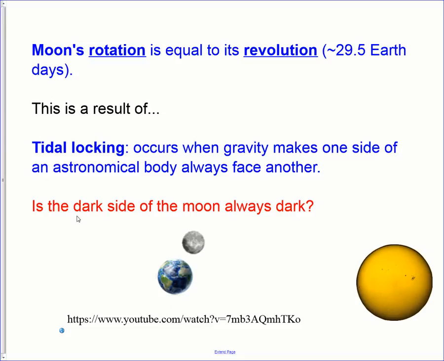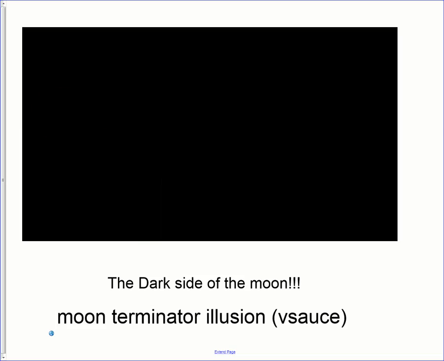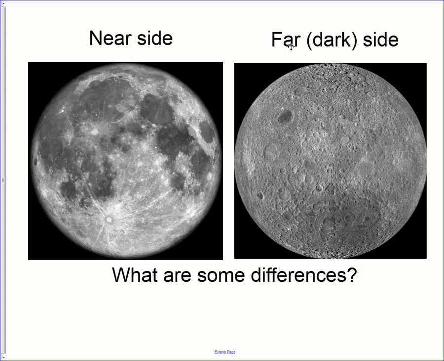So the reason it's called the dark side of the moon is not because it's always in darkness, it's because it's mysterious. So the term dark here means mysterious. A better way to talk about it would be to use the word far side. So here we have the far side of the moon, and this is the near side. This is the side that we're familiar with.